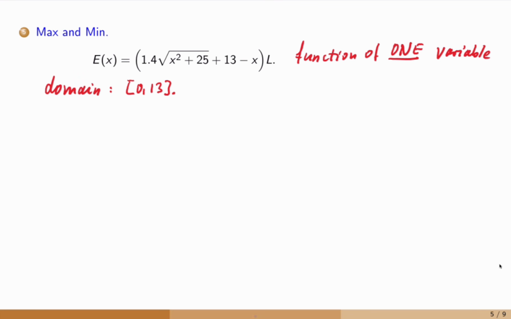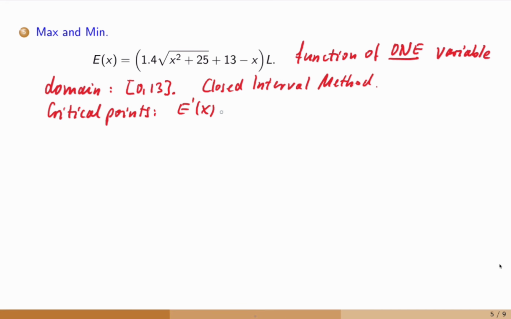So we have a closed interval and we have a continuous function, so we can use the closed interval method to find the maximum, or in this case, the minimum. For the closed interval method, we need to find the critical points. So we differentiate the function E.